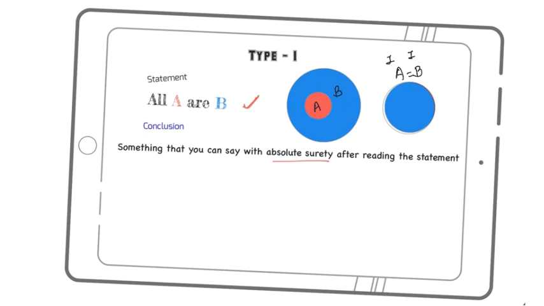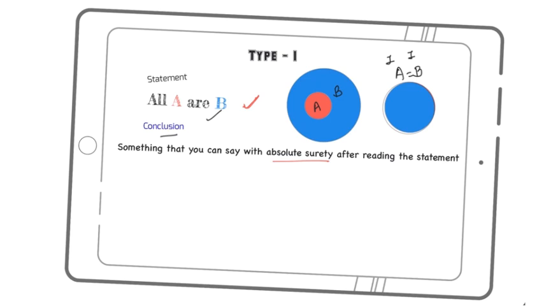That A is only equal to B. So I can say all A are B, where A and B are overlapping, and in this case, A is inside B. Okay, so there are 2 diagrams that I can draw for all A are B. Now I need to draw a conclusion from this statement. What is a conclusion? Something that I can say with absolute surety after reading the statement.